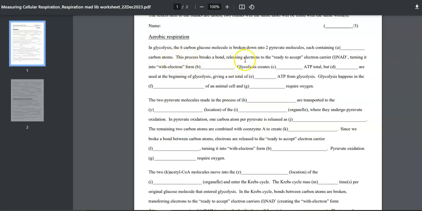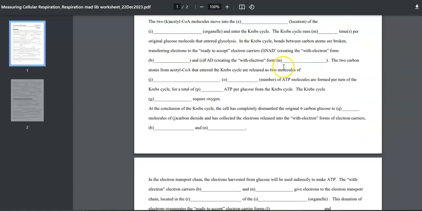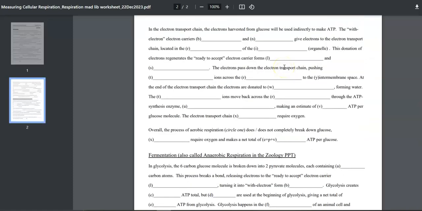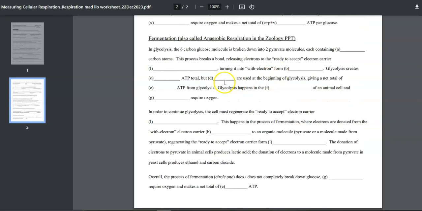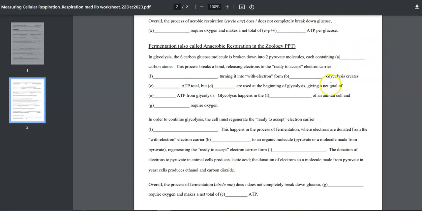This process breaks a bond, releasing electrons to the ready-to-accept electron carrier L, NAD+. So everywhere that you see L is NAD+, turning it into the with-electron form B, NADH. So everywhere that you see a B will be NADH. Okay, so you do this whole page. Aerobic respiration is the first page and a half of the back, or the second page. And then fermentation is the bottom of the second page. And so you'll just go through. Everywhere that there's a letter will be the same answer.